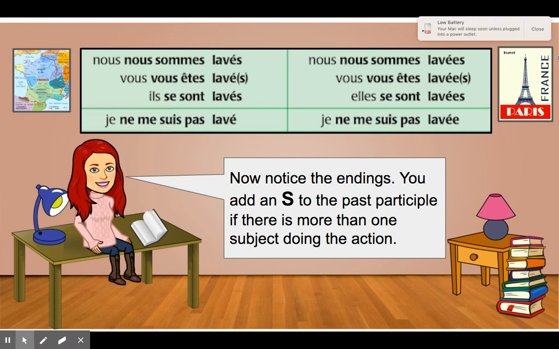So there's a helping verb between the reflexive pronoun and the subject and the verb. So go ahead and copy that down for a moment.